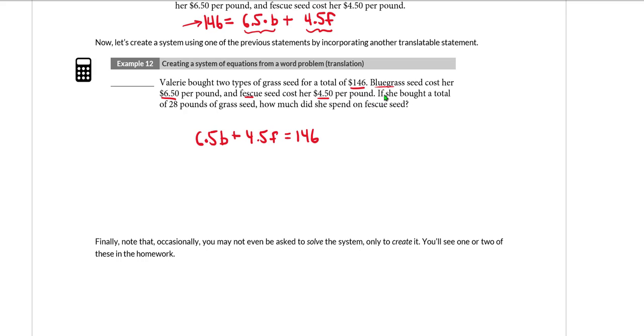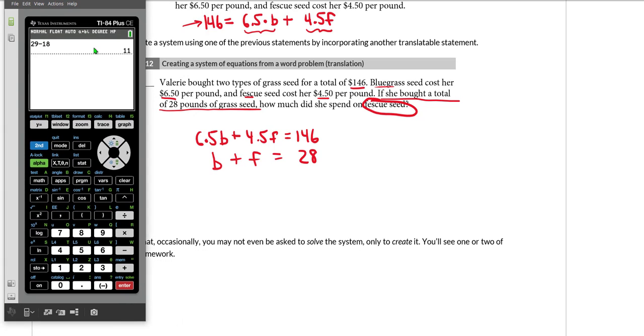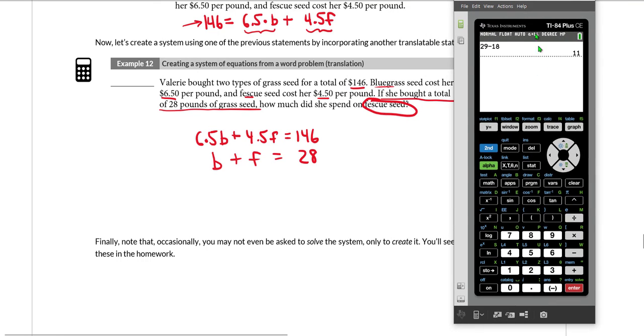But now we are given a new equation. If she bought a total of 28 pounds of grass seed, how much did she spend on fescue? So this phrase tells us that the number of pounds of bluegrass plus the number of pounds of fescue had to equal 28, and now we have a nice, neat system of linear equations. Probably the easiest way to do this is to use PlySmlt. Yes, we could use elimination, substitution, or graphing, but because of the way that these two equations are set up, the PlySmlt app is almost certainly going to be the easiest way to do this.